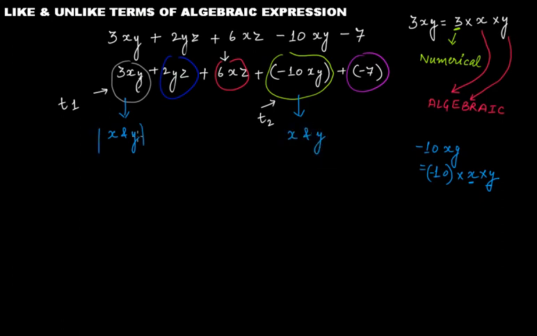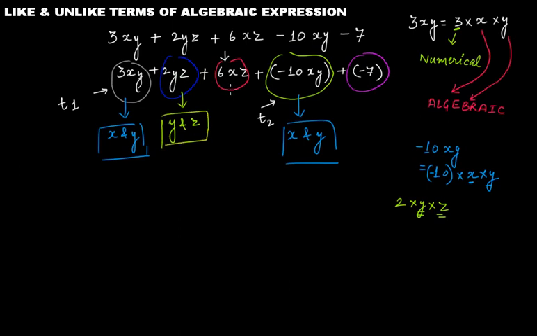Okay, let's highlight this. What about this one? What are the algebraic factors? You will say 2yz can be written as 2 times y times z. So these are the two algebraic factors, y and z. In the same way, in this one we have x and z. And what about minus 7? Well, minus 7 is a constant, and a constant cannot have algebraic factors because it doesn't contain any variable, so we cannot talk about algebraic factors.